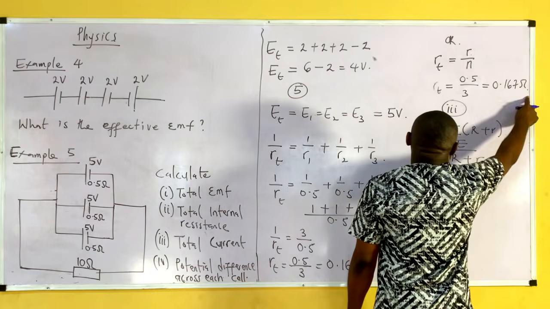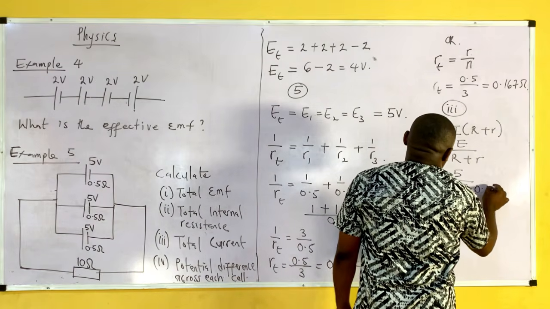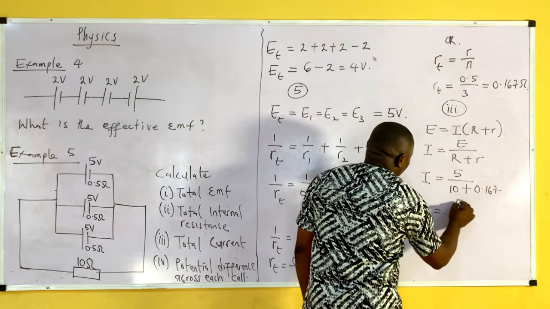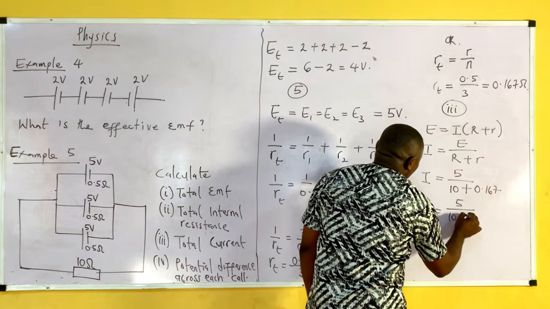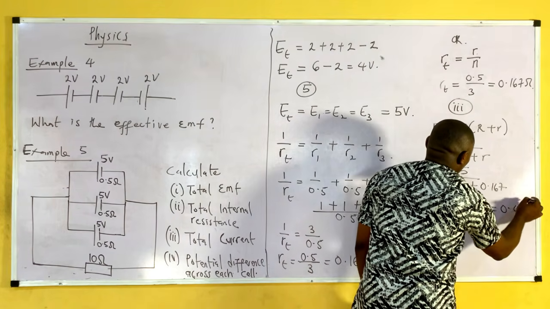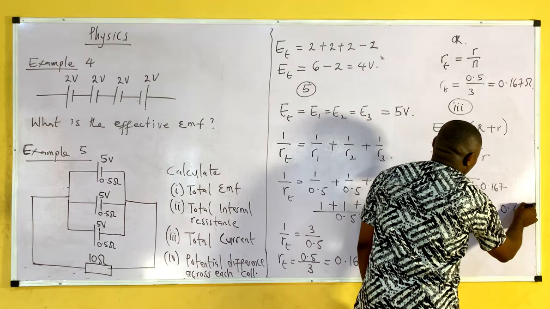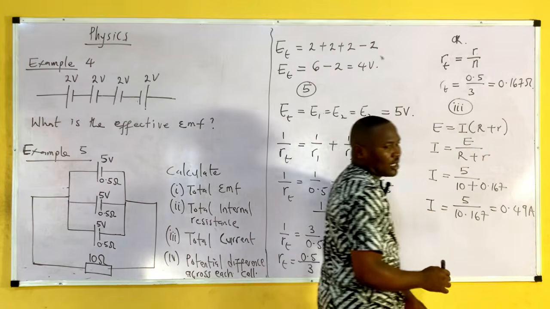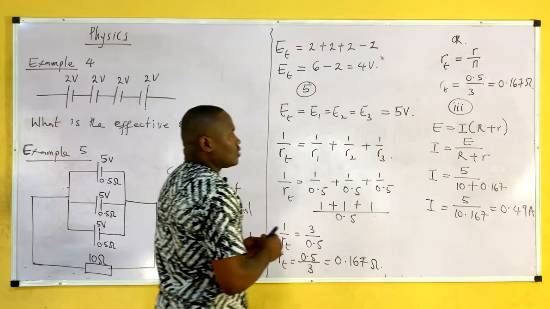Internal resistor is 0.167. So my current is now equal to 5 over 10.167, 0.49 ampere. That becomes the answer to that question.